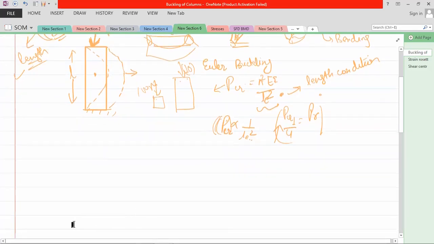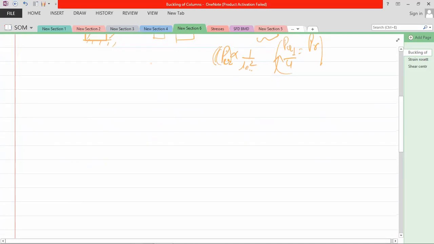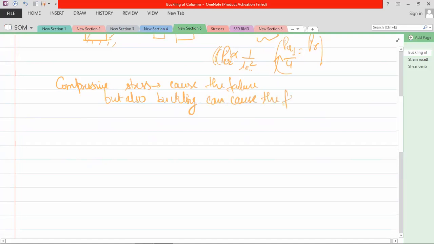So Euler considered that not only compressive stress will cause the failure, but also buckling can cause the failure. So he made these points in his theory, and he obtained P critical is equal to pi square EI upon LE square.